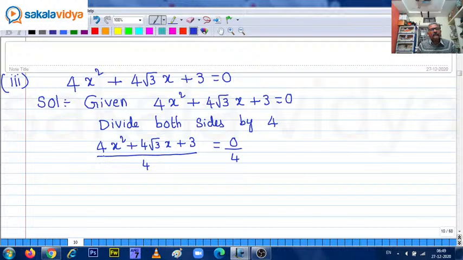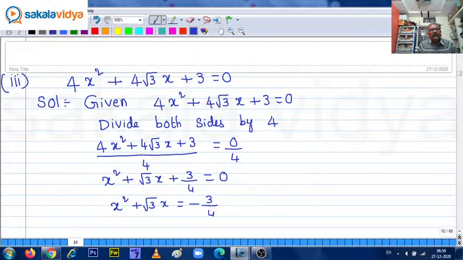What will be the next step? 4x square by 4x square plus 4 root 3 by 4x, 4 cancel, root 3 times x plus 3 upon 4 equal to 0 by 4 is 0. Now this can be written x square plus root 3 times x equal to negative 3 by 4. Here x coefficient is root 3. Root 3 means multiply with 1 by 2. This will be root 3 by 2.